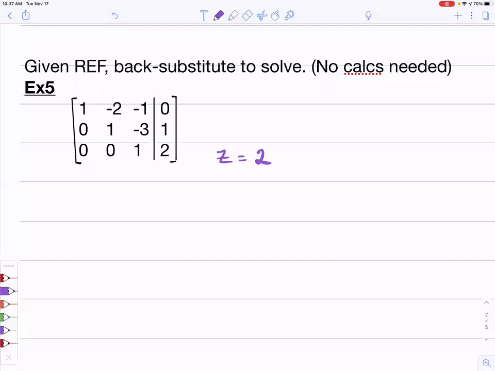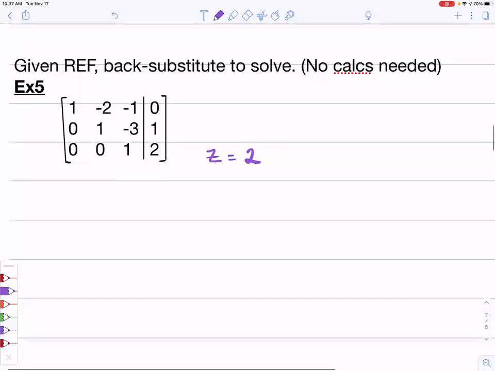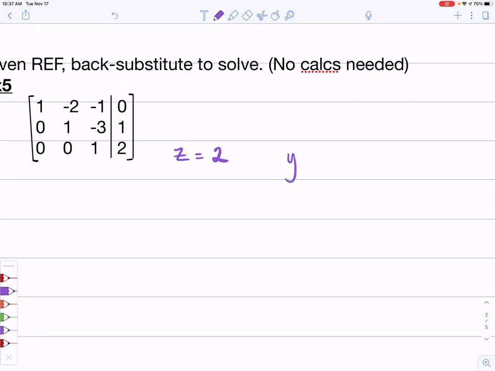Okay, what's the next prettiest equation? The middle one, right? So let's write out what that equation says. Y minus 3z equals 1. Oh, but wait. What do I know now? Yeah, I know my z value, and if I know my z value, I can plug it in for my z over here. So let's do a little bit of work. So we've got y minus 3z, but z is 2, equals 1. So what does y equal? 7. Okay, so I got 2 out of 3 solved.